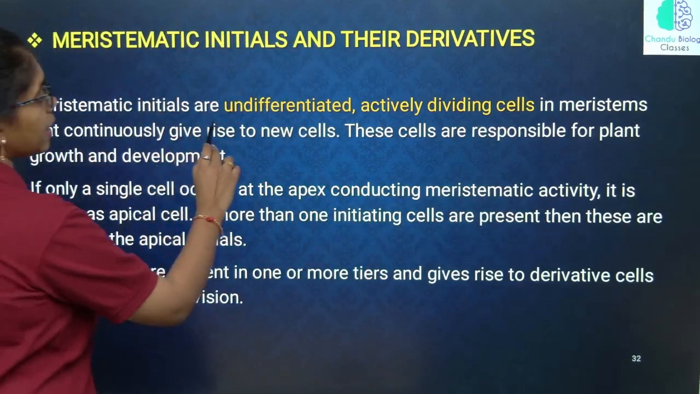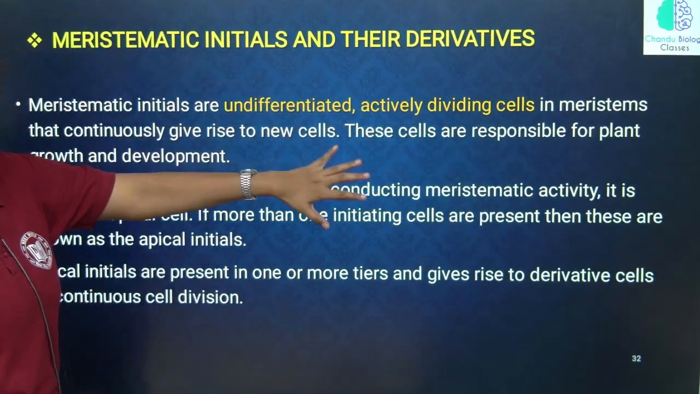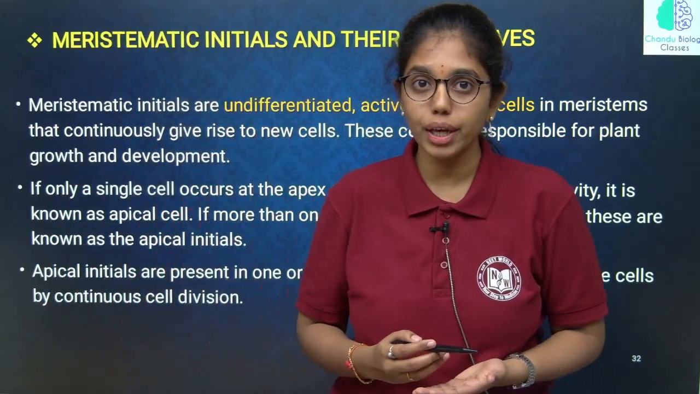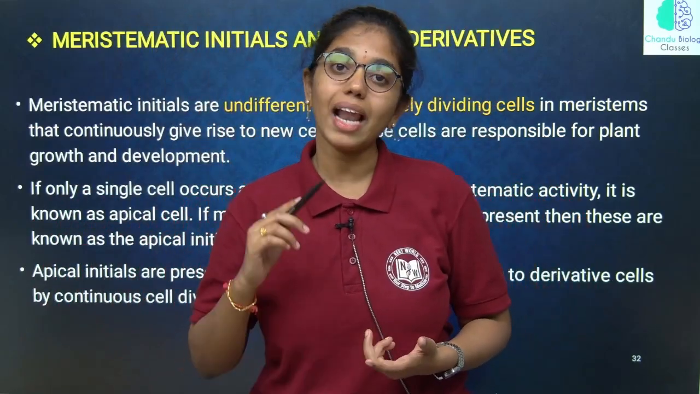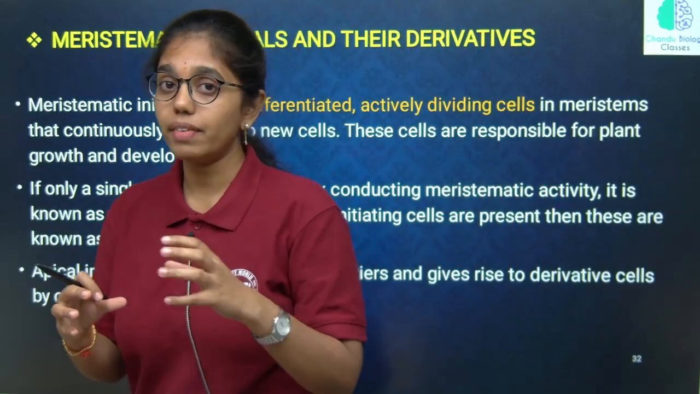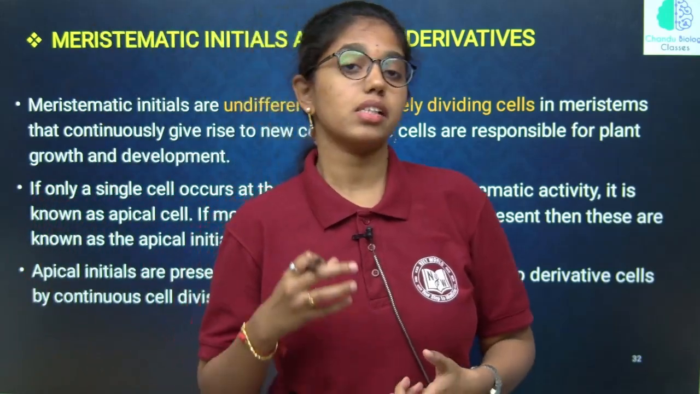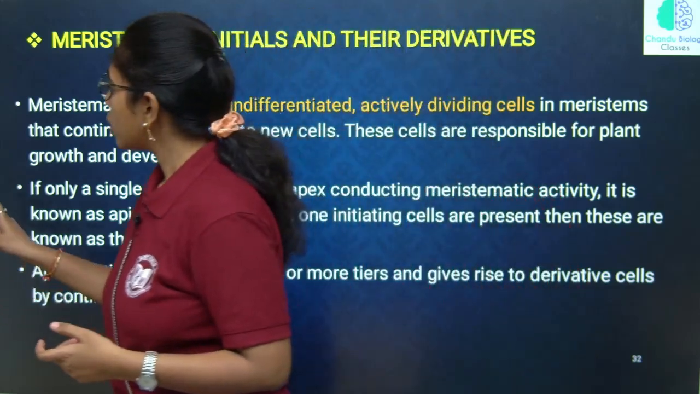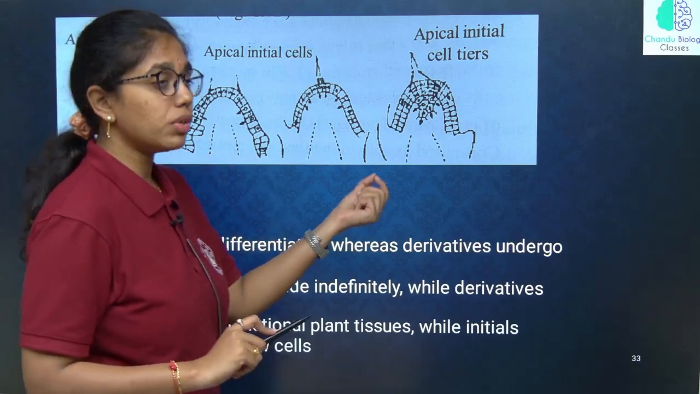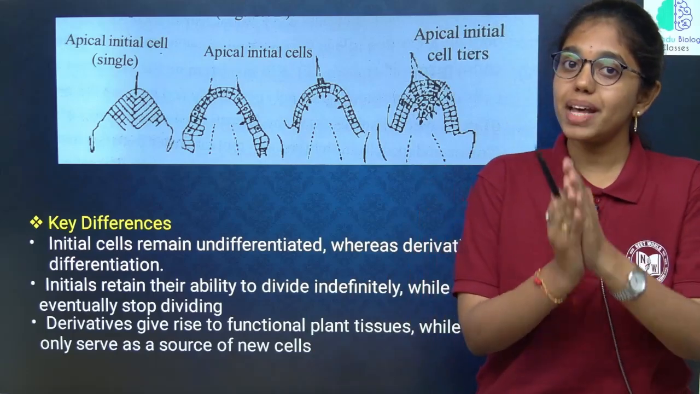Meristematic initials are undifferentiated, actively dividing cells present in the meristem regions. These cells can be in one or two layers, conducting both anticlinal and periclinal divisions. Later they give rise to derivatives of many tissues like epidermis, cortex, vascular bundles and so on. If only a single apical cell is present, undergoing division and giving rise to derivatives, it is called a meristematic cell.